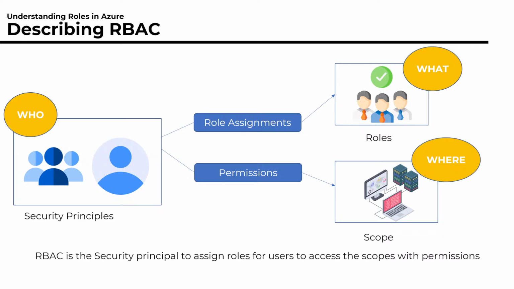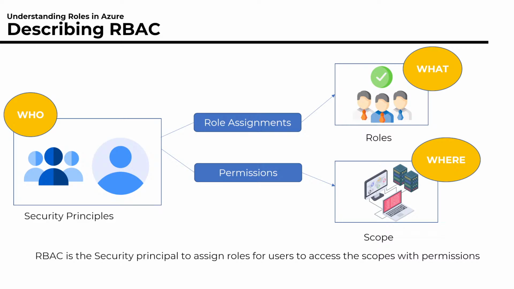Talking about who: we need to keep in mind to whom we are providing the access. Is it to a user, a service principal, or an application? That all comes under security principals. Next one is the what. What is the role that we are assigning to the user. Is it an owner role, an administrator role, a contributor role, or it can be the reader role and so on. So what is the role that we are assigning, what access we are providing to the user.